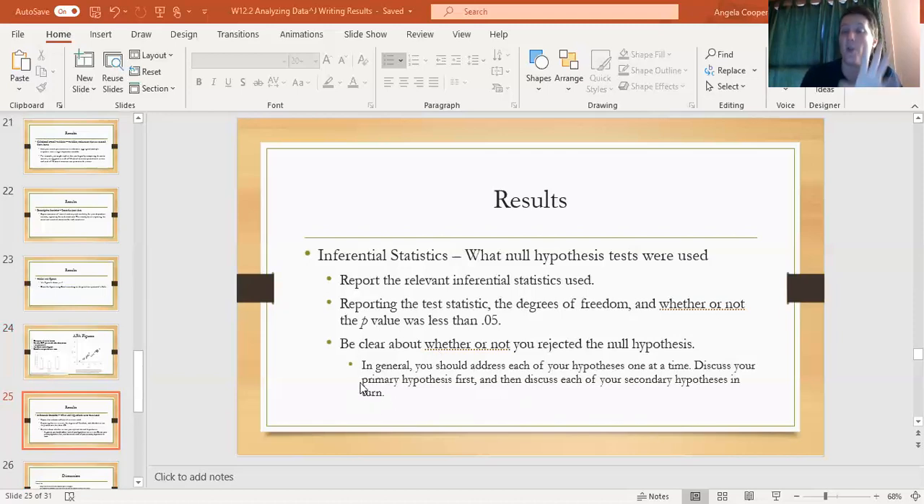So you want to make sure that you are clear about whether or not you rejected the null hypothesis. So this is saying, we did find a significant difference, or there was not a significant difference. That's you being clear as to whether or not you rejected the null hypothesis.